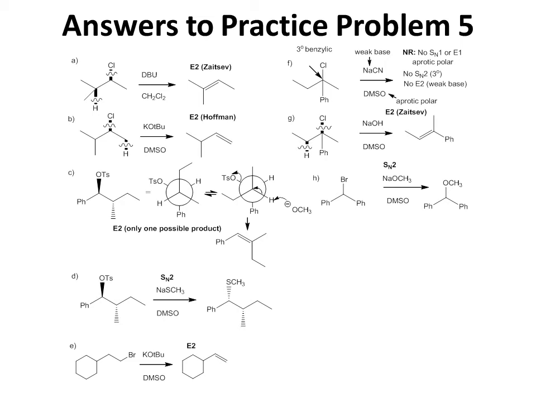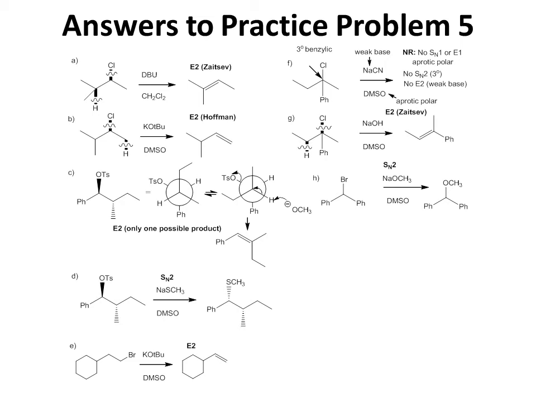E2 is possible if we have a strong base. But we're using sodium cyanide. That's only a weak base. So there's no reaction. SN1 or E1 is impossible because of the nature of the solvent. SN2 is impossible because it's tertiary. And E2 doesn't work because of the weak base. So this is an overall no reaction case.